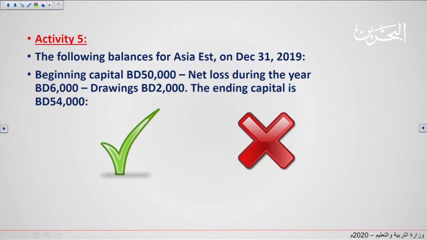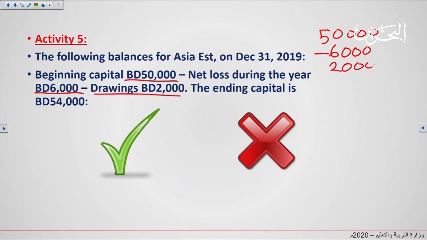Finally, moving to activity 5. We have here a statement and we want to check whether it is true or false. Let's see the question. We have a beginning capital equal to 50,000 BD. I will write it here. This is the beginning capital. Then they give us the net loss, which is equal 6,000 BD. I will write it here with the minus because it is going to decrease the capital. Then they give us drawings, which is equal to 2,000 BD. And I will write it also with the minus because it is definitely going to decrease the capital.